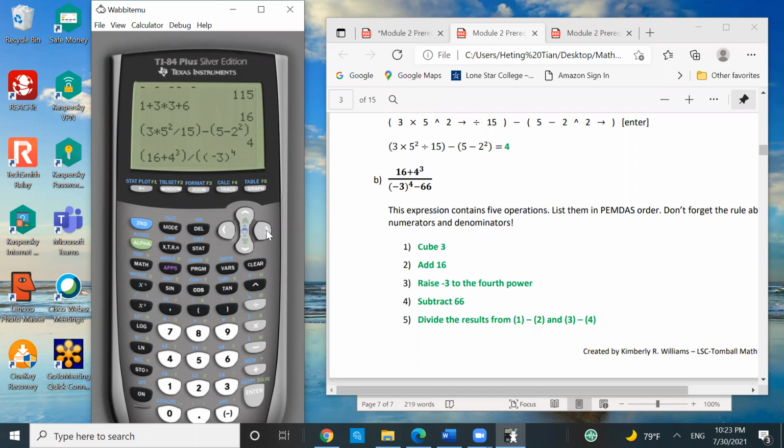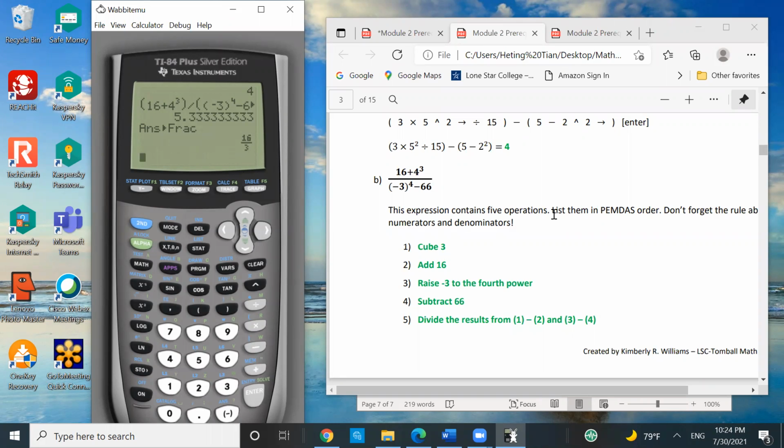And then bring down the cursor, subtract 66. And then close the parentheses. Right now I can hit enter. This is decimals. So how to convert it to fractions? So math, the first one is fractions, change to fractions. So hit enter. It provides us the fractions form.